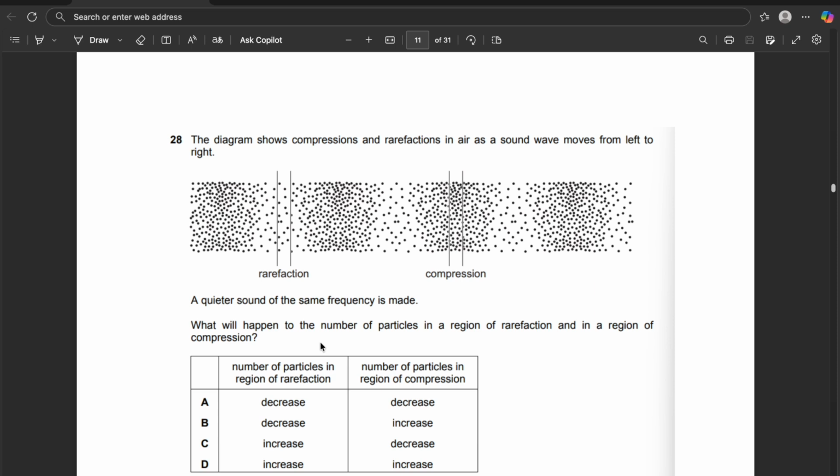Hello everyone. Now we're going to solve some of the hardest paper 2 questions from Cambridge IGCSE Physics past year papers.